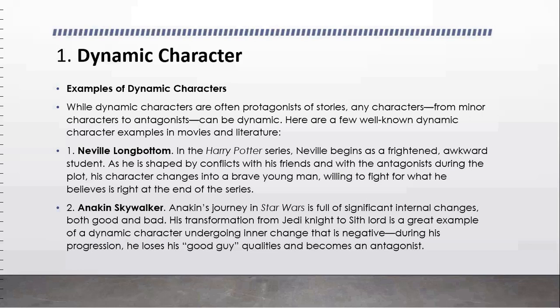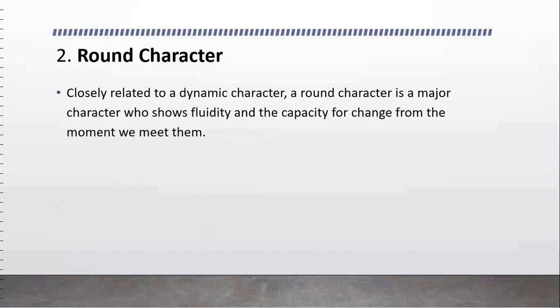Anakin's journey in Star Wars is full of significant internal changes, both good and bad. His transformation from Jedi Knight to Sith Lord is a great example of a dynamic character undergoing inner change that is negative. During his progression, he loses his good guy qualities and becomes an antagonist. Round character, closely related to a dynamic character.